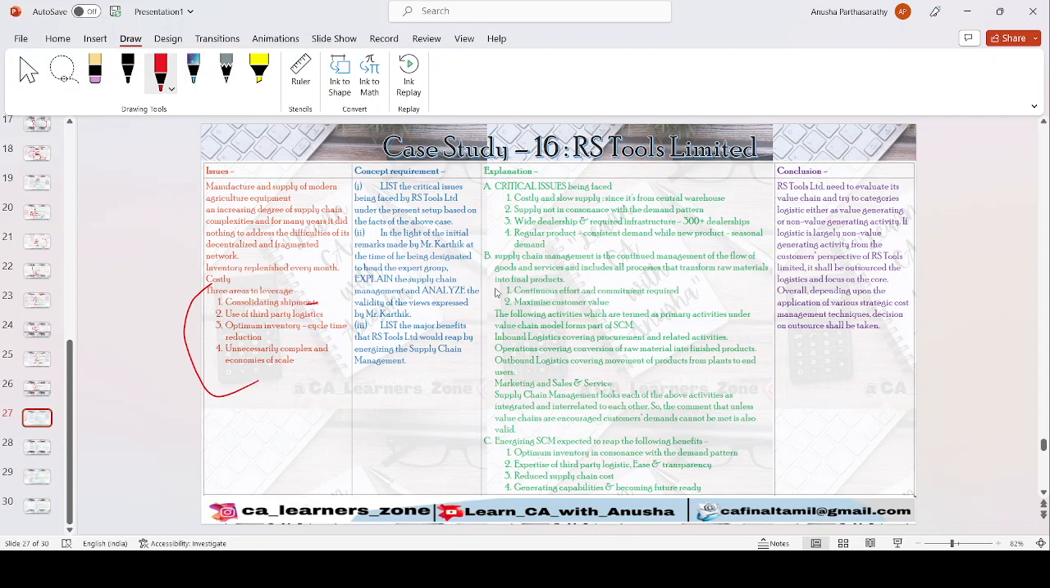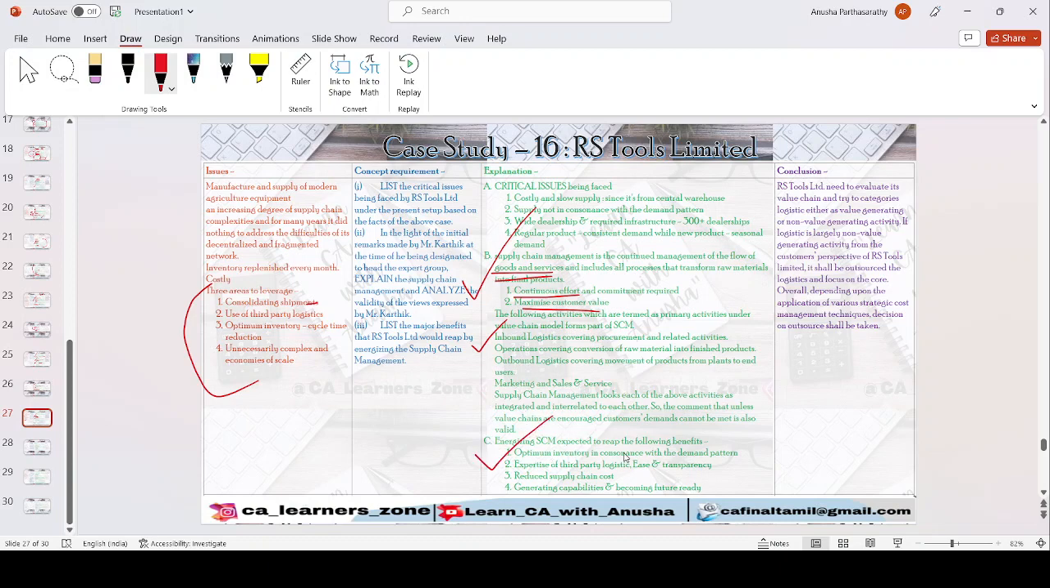Here we will discuss the concept of supply chain management. It's a continual management of the flow of goods and services and includes all the processes that transform raw materials into the final product. Continuous effort and commitment are required to maximize customer value. The process: inbound logistics, operations, outbound logistics, marketing and sales, and service.